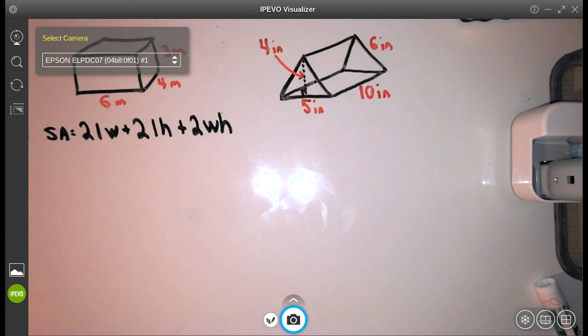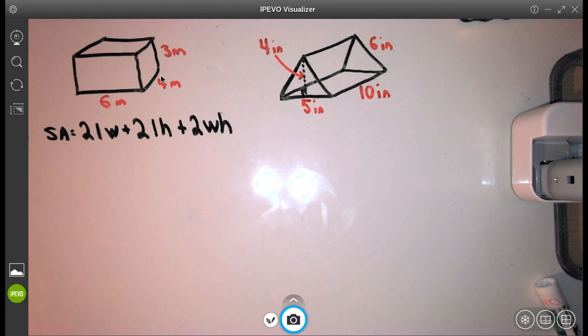So, if you remember, guys, the idea of surface area is exactly the way it sounds. It is the area of each surface of these polyhedrons. On the left, what we have is a rectangular prism. With a rectangular prism, one way that you can find the surface area is find the area of each face and then add them together.